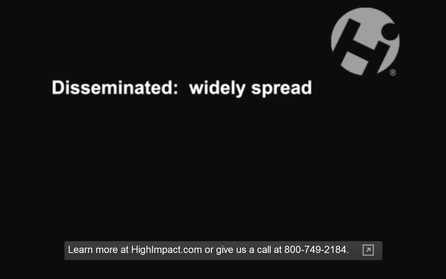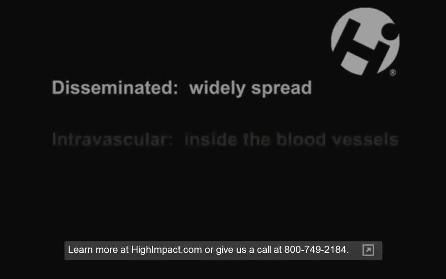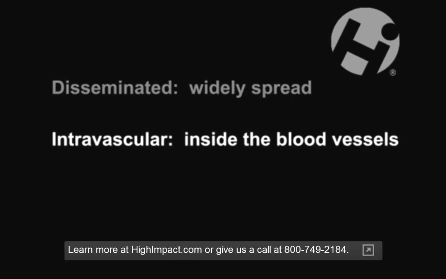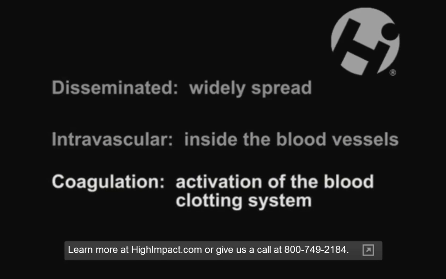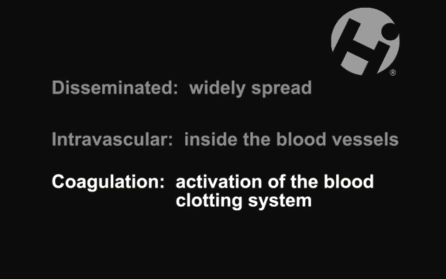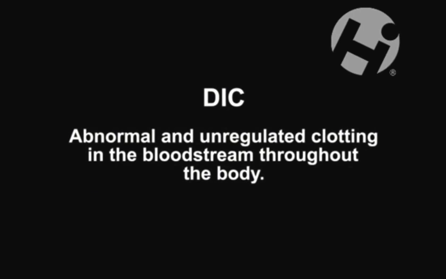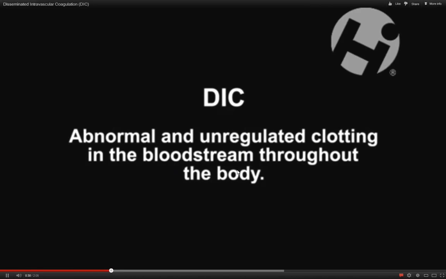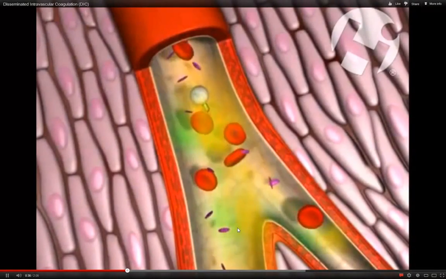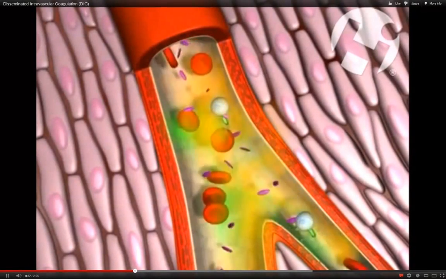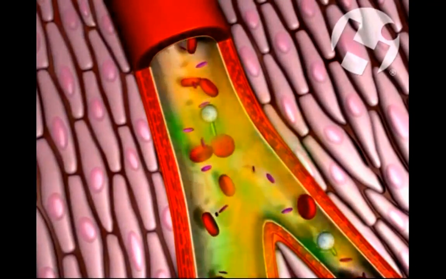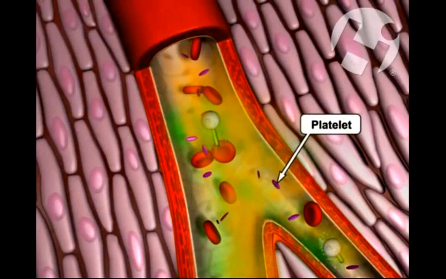So look at what the terms mean. So think what the implications of this would be. Where's the clotting happening? So the clotting is happening throughout the bloodstreams in the body. We have clotting at the same time you're bleeding to death because all those clotting factors are getting used up. The fibrinogen's getting used up.